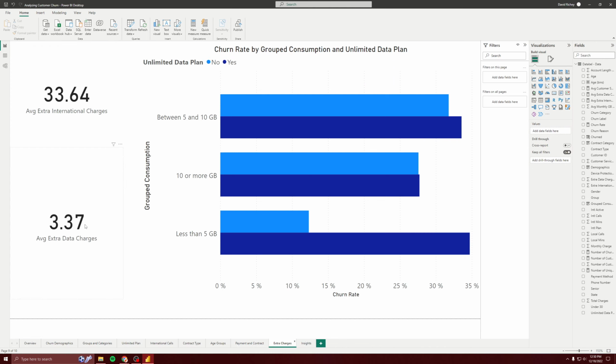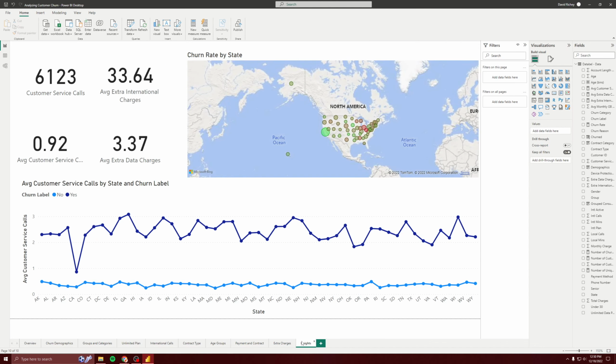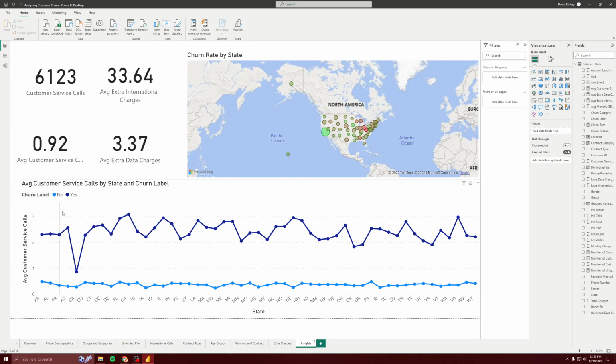Extra charges, same type of cards, kind of. And you saw this chart before, this bar chart. Insights, so it's almost like the overview, but you have these cards here, and this churn label, if they're churning, yes or no, by state, and the map again. And so that's everything about customer churn.